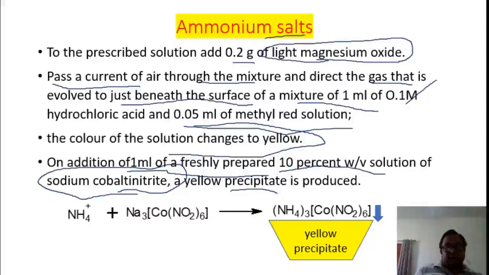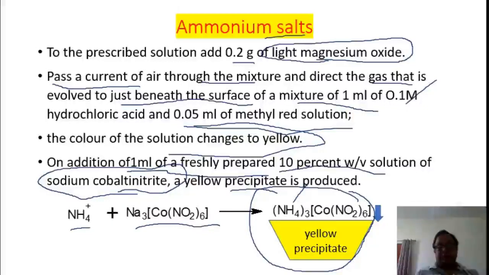We can see the reaction. Ammonium cation is reacting with sodium cobaltinitrite, replacing sodium, and it gives ammonium cobaltinitrite. It is ammonium cobaltinitrite, and it gives the yellow precipitate.